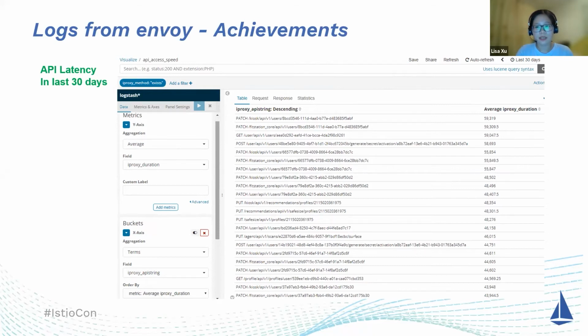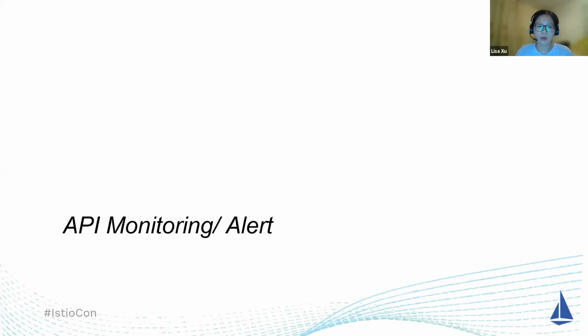And I think this is not enough, because as we are operating the platform, we still want to predict alerts, so we can know if there are any issues that may happen in the system, and we can get alerts in time. So we also put some effort into API monitoring and alerting in the platform. And we did meet some challenges as we went on.